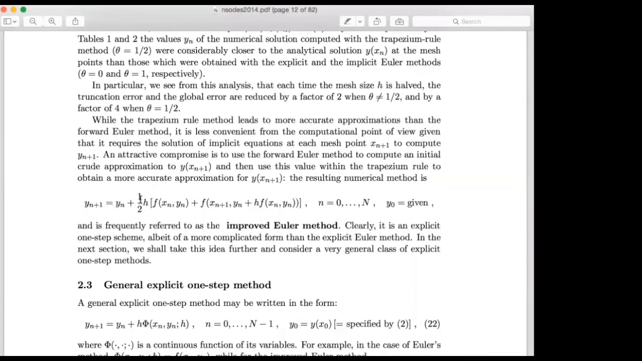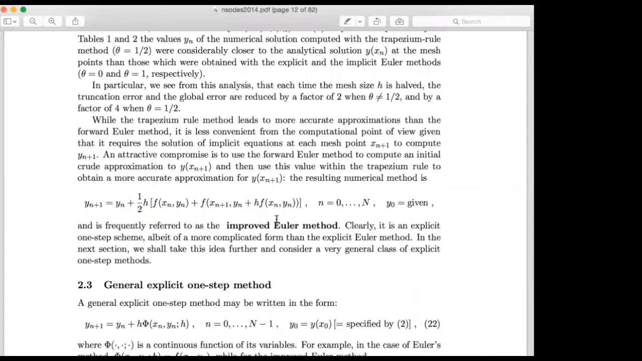y_{n+1} is equal to y_n plus 1/2 h, and we have taken here the approximation of y_{n+1} by the explicit Euler. Am I right? Then this is known as the improved Euler method. Why do we call it the improved Euler method? Because we have explicit Euler, but the order of convergence, not exactly 2, but naturally it is improved.